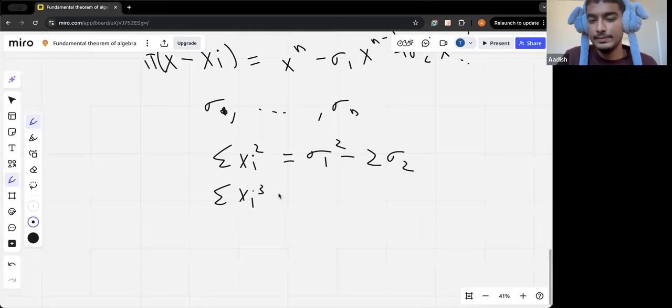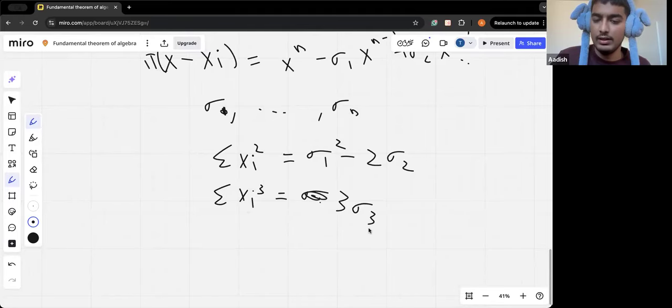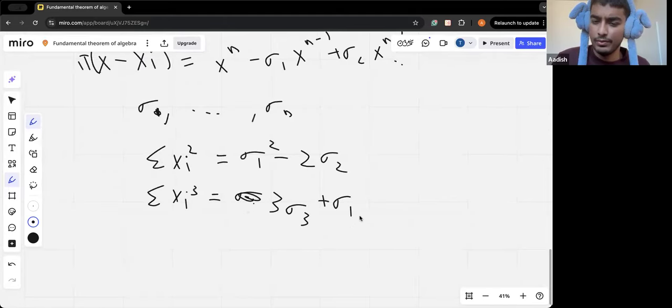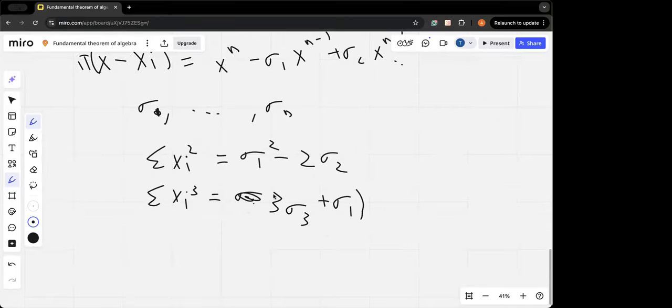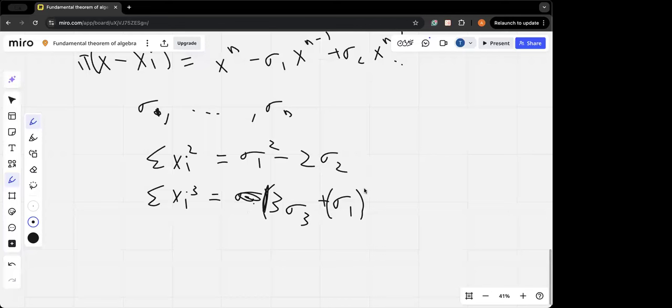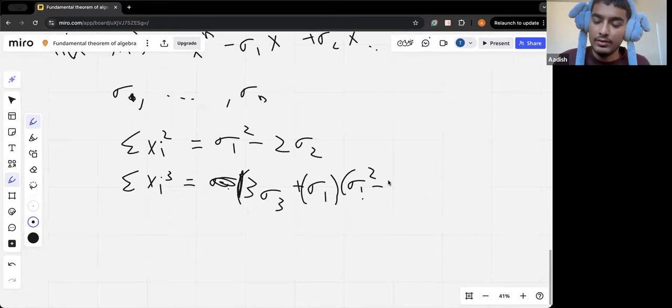Xi cubed. Anyone remember? Yes, we can actually use 3 times rho 3 plus rho 1 cubed. No, bracket only on rho 1. Why do you need a bracket for that? Okay. So it's rho 1 whole cubed minus 3 rho 2.